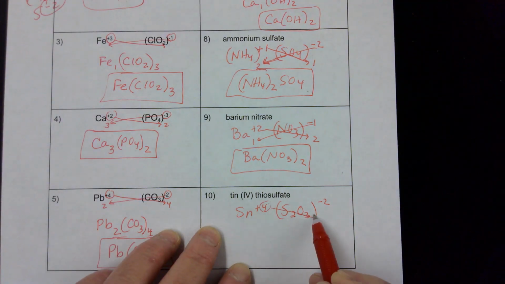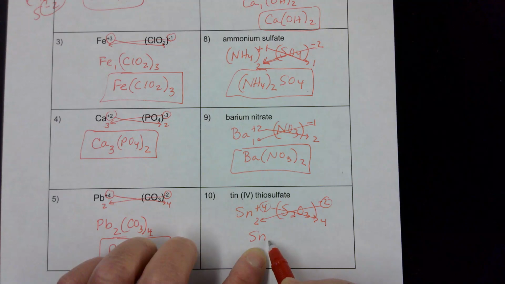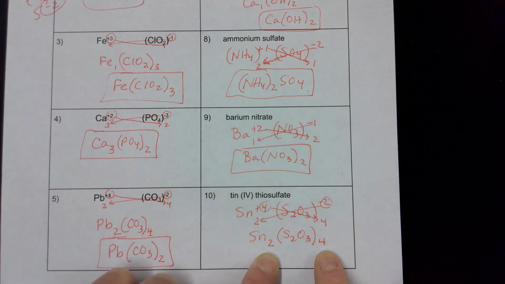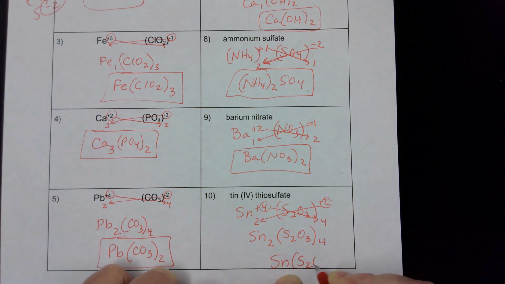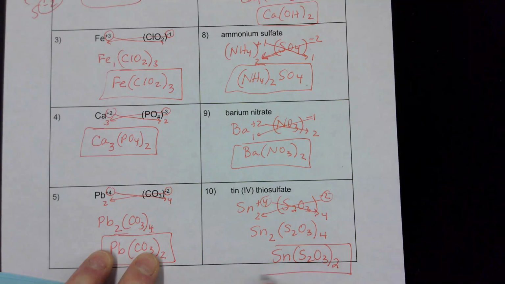When I crisscross, I'm going to get the 4 down there, I'm going to get the 2 down here. I would rewrite this as Sn subscript 2, S2O3 in parentheses followed by a 4. But you maybe can see that this 2 to 4 ratio is reducible, so this should reduce down to Sn, S2O3, keeping those parentheses because I still need more than one of them. In fact, I need 2 of them.